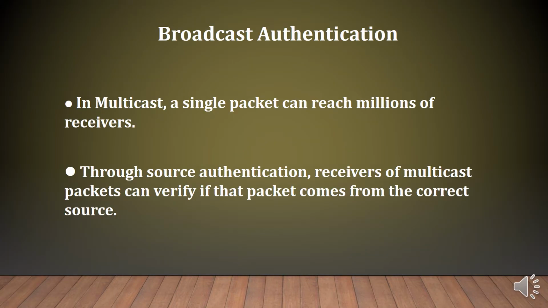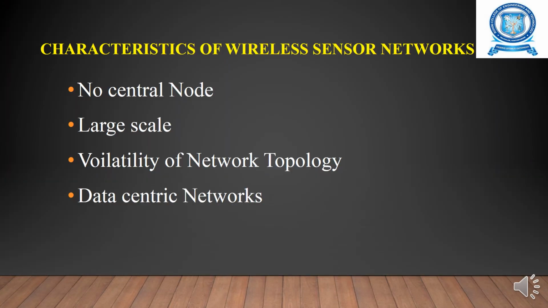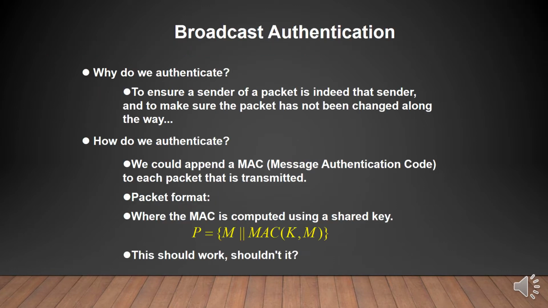So what is broadcast authentication? In multicast, a single packet can reach millions of receivers. Through source authentication, receivers of multicast packets can verify if that packet comes from the correct source. The characteristics of wireless sensor networks: no central node, large scale, volatility of network topology, data-centric networks.